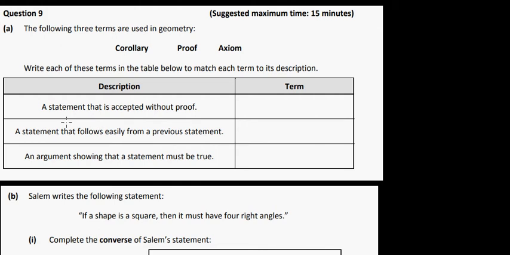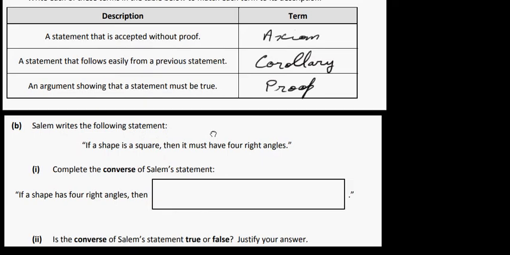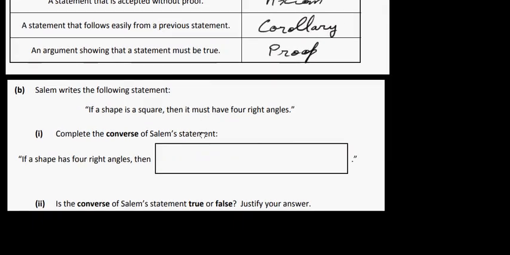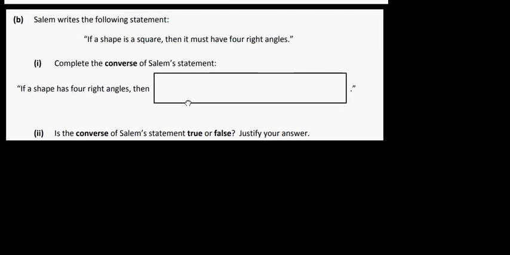So if we take a statement that is accepted without proof, well, that's just an axiom. A statement that follows easily from a previous statement, that's called a corollary. And an argument showing that a statement must be true, that's called a proof. So these are just definitions that you'll need to know. Okay, so part B then.